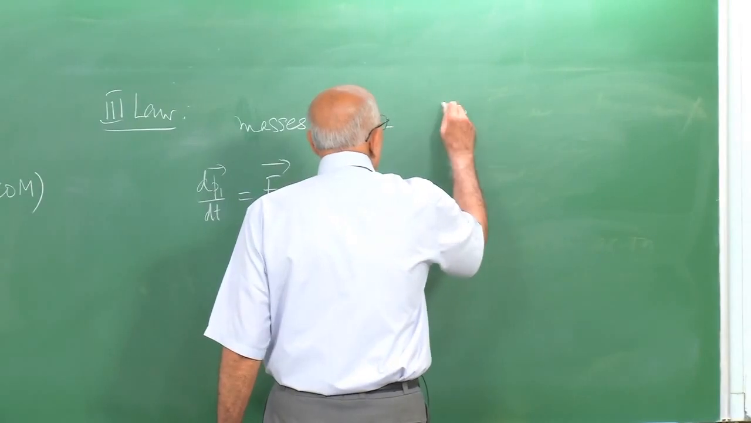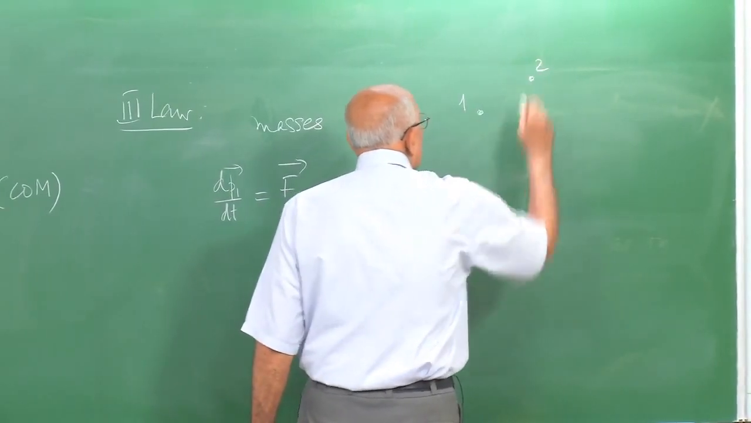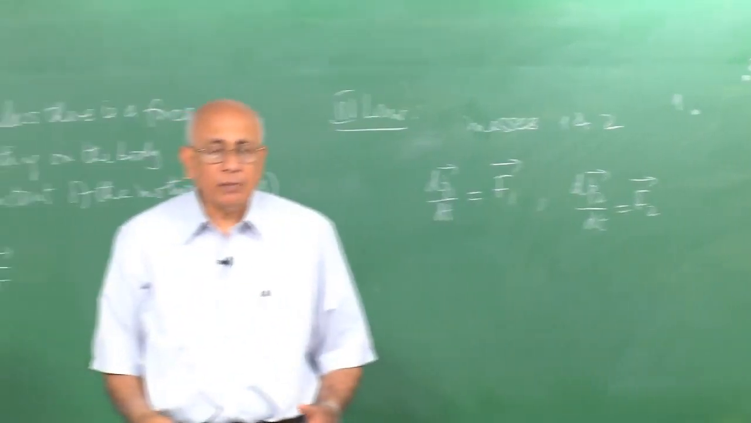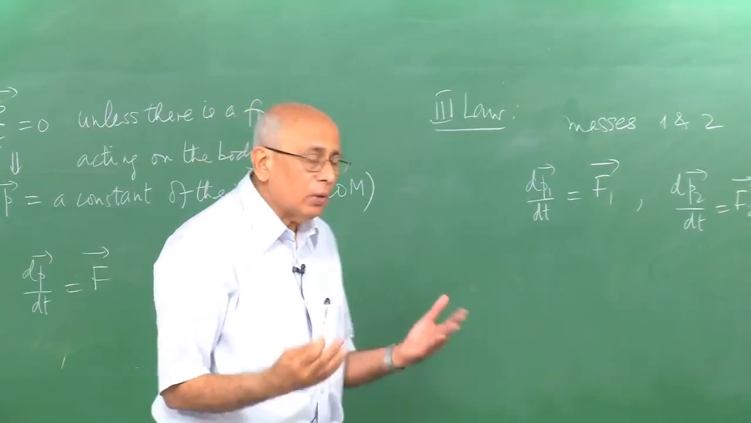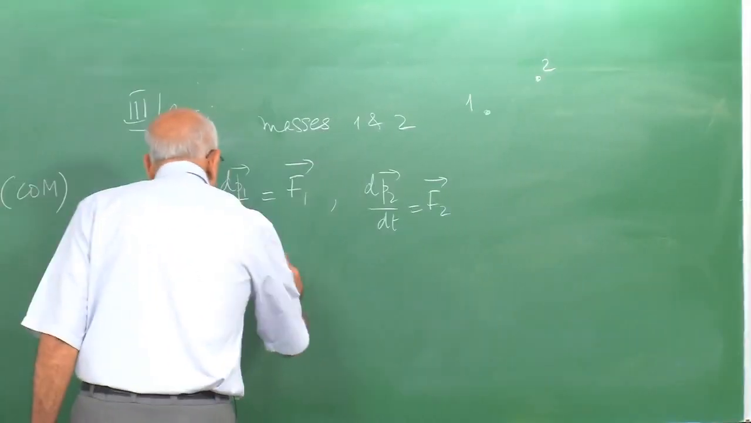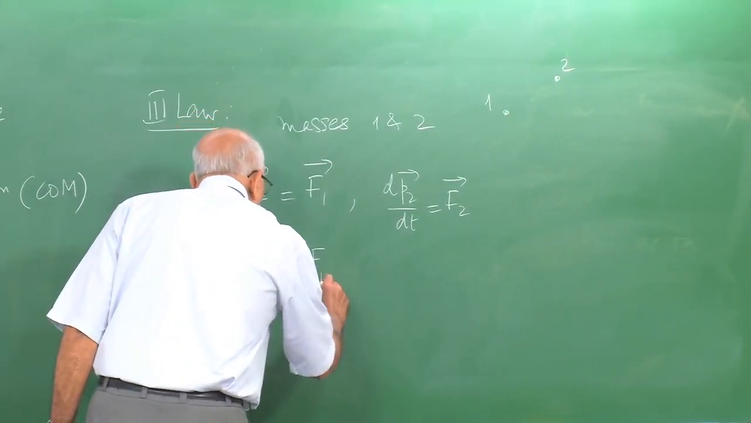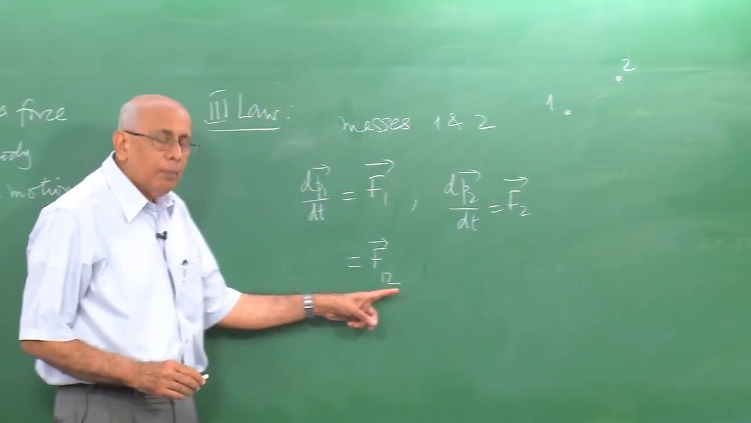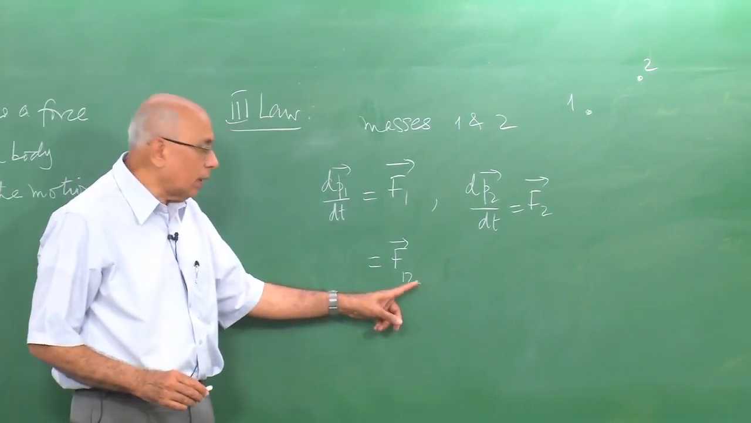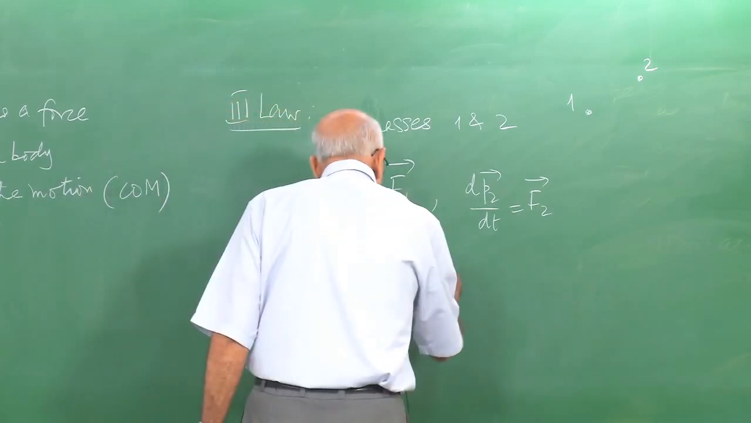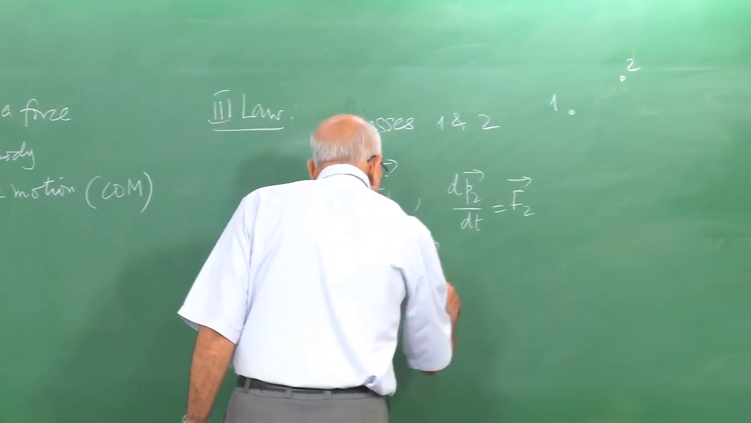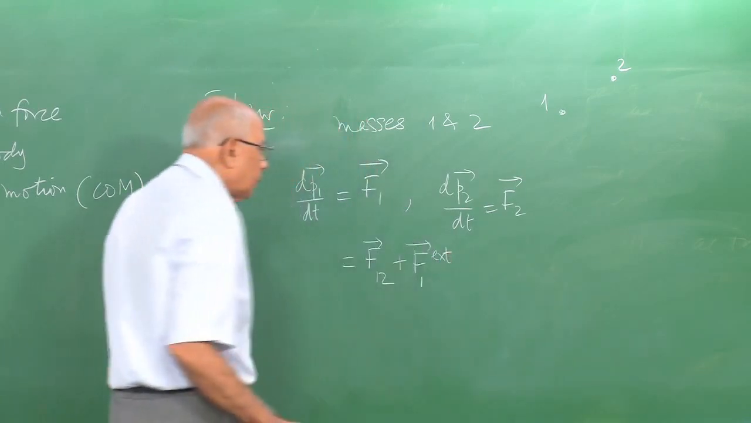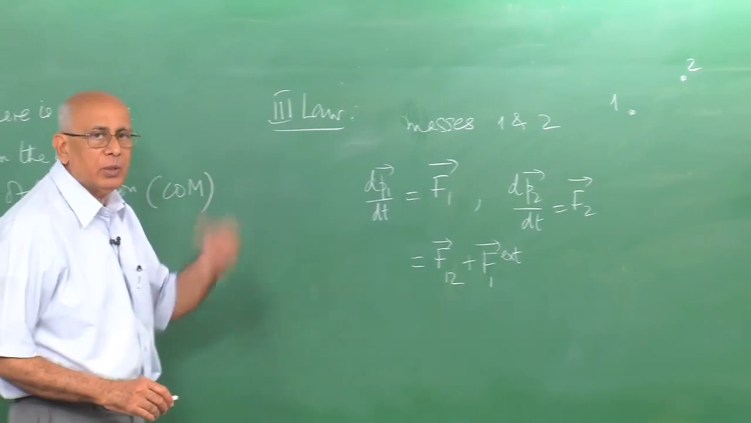So here's body 1 and here is body 2, and let's suppose they exert a force on each other, and in addition there is some other force as well acting on both these bodies. So this is equal to F12. By this I mean the force on body 1 by body 2 due to body 2 plus any other force which is acting on 1, and let's call it some external force due to some agent other than body 2.